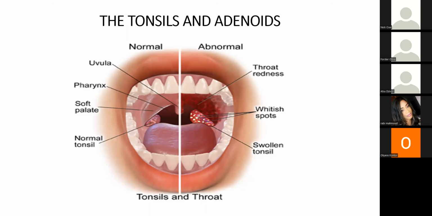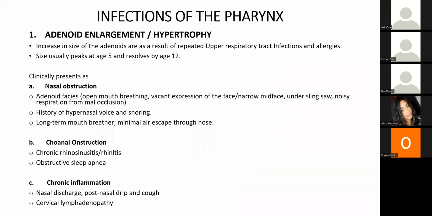And then we also appreciated a normal tonsil, and then we attempted to differentiate it from the abnormal tonsils. An abnormal tonsil is when a tonsil is inflamed. The inflammation can lead to a bulging tonsil, which may sometimes even override the uvula. And then we also have the throat redness as well. And then sometimes you could have whitish spots or whitish exudates on the tonsils.